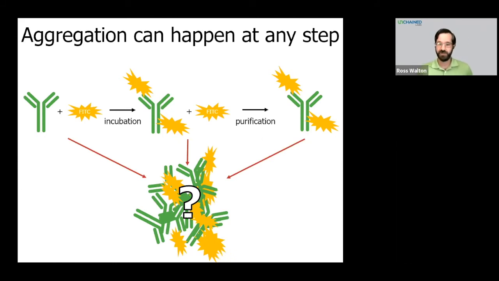Aggregates can actually be present pretty much anywhere in a process like this. They can be in that initial starting material, or they can form either during the incubation or during the purification steps. And aggregates can be made out of either conjugated or unconjugated antibodies. And they can really significantly impact the function and quality of a labeled antibody product. Optimizing a conjugation reaction really should involve determining what conditions minimize aggregation while still reaching that desired degree of labeling.